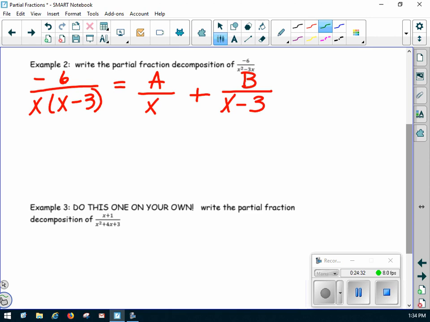Okay. If it was cubic, yes, ax squared. That's right. That's exactly right. Seth said, what if the bottom was quartic, degree 4? And Danae said it'd be ax cubed plus bx squared plus cx plus d. That's exactly right. Now, get rid of the fractions. What are we going to do? Multiply by x times x minus 3. There you go.